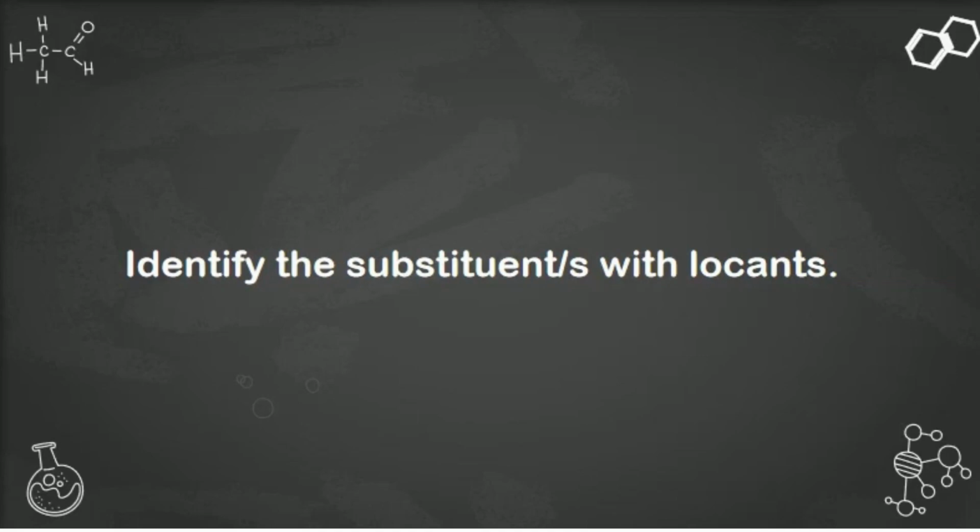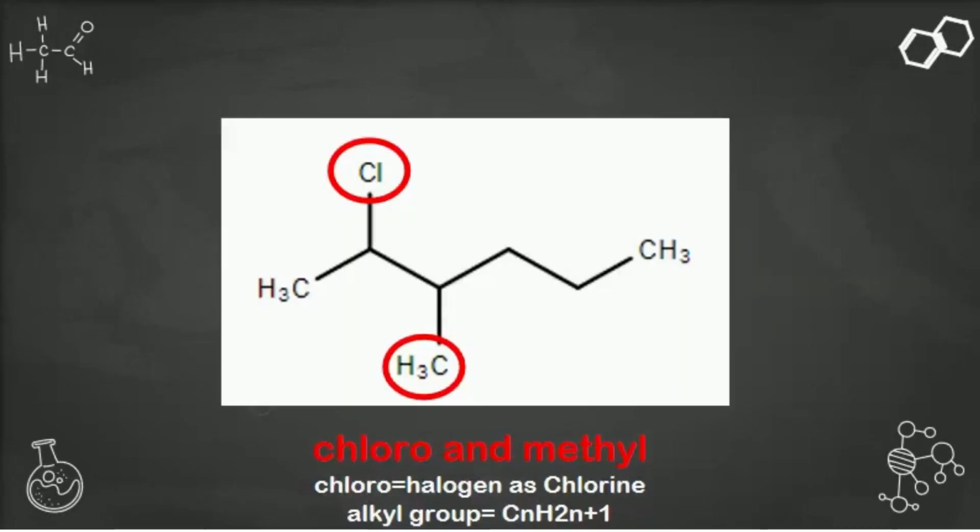So substituents are attached to the parent chain, and locants are numbers that define the positions of the substituent. The substituent present in the structure would be chlorine, and if it would be a substituent, it would be called chloro. And then we have another here which is methyl. So chlorine or the chloro is the halogen.